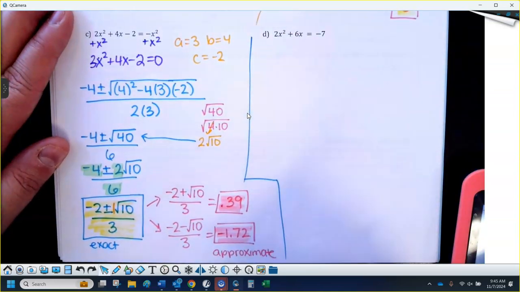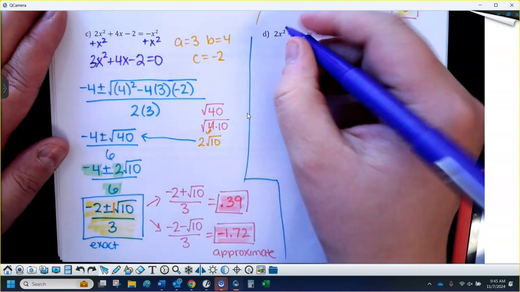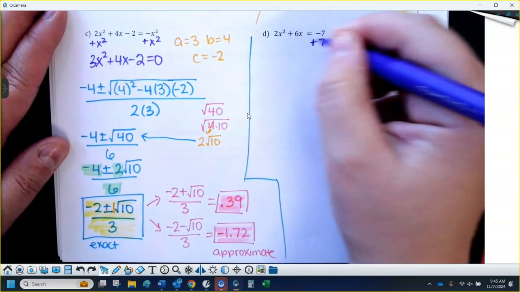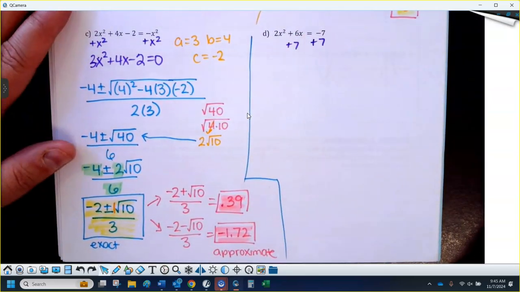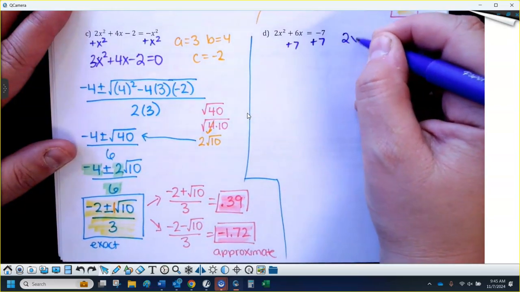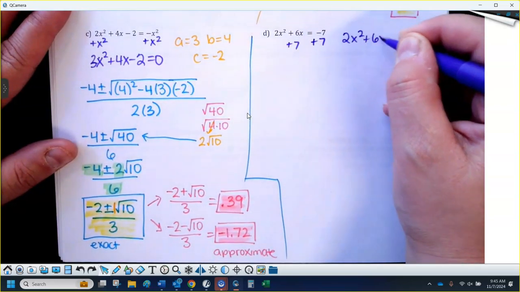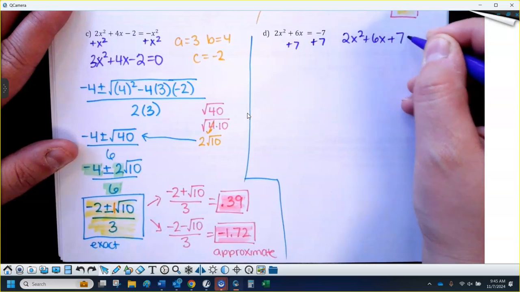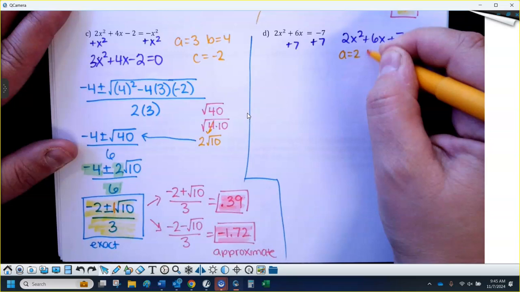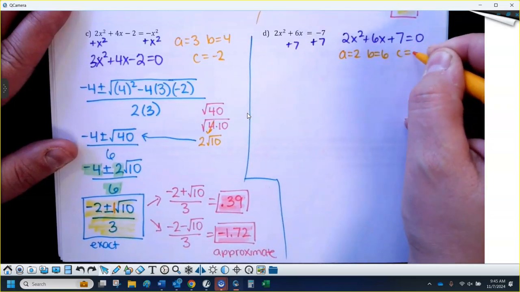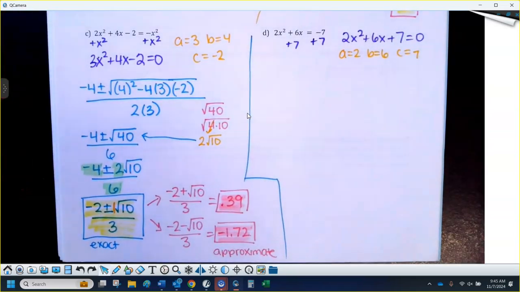Okay, I'm going to try one more with you guys. So set equal to 0 first. And some of these, when you see them on the homework, they'll already be set equal to 0. You won't have to do that extra step, but I just want to practice this with you so I get you in the habit of doing that in case it's not presented to you as set equal to 0. A value here is 2, B value is 6, C value is 7. You do not have to write that down. I'm just writing it down so you can see where it comes from.